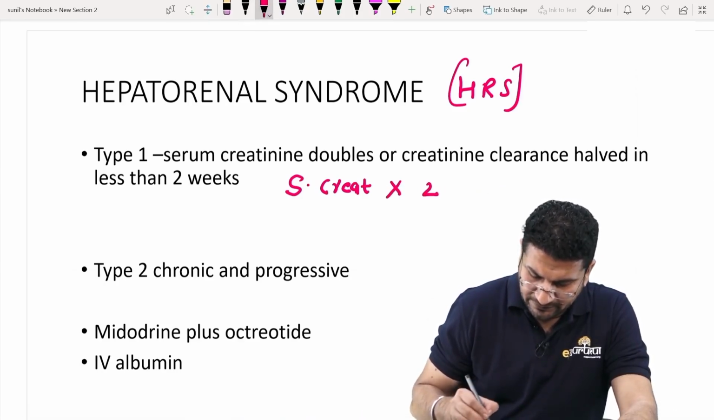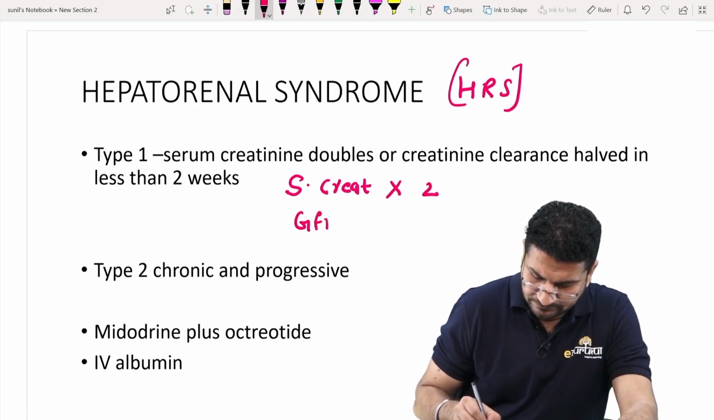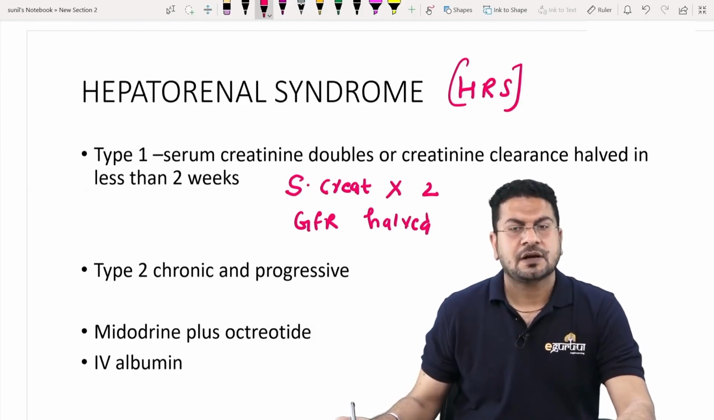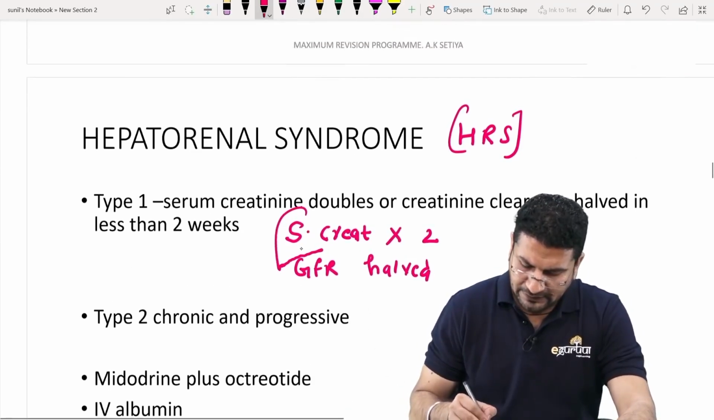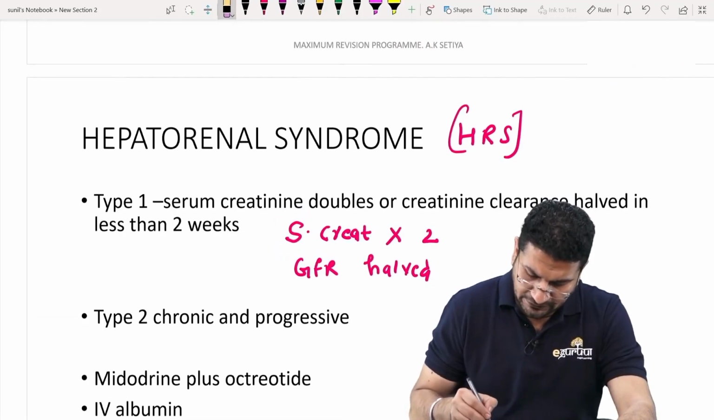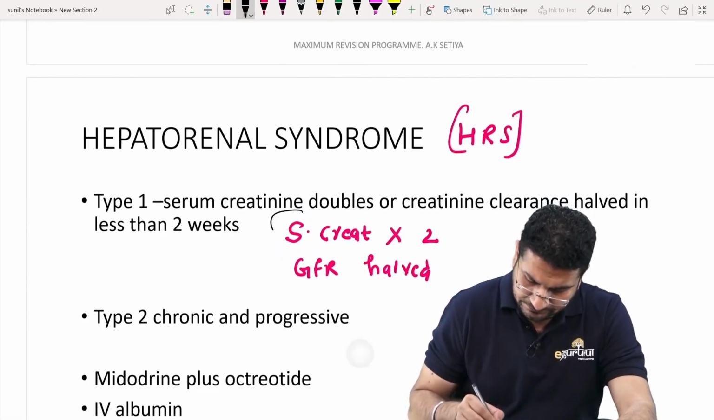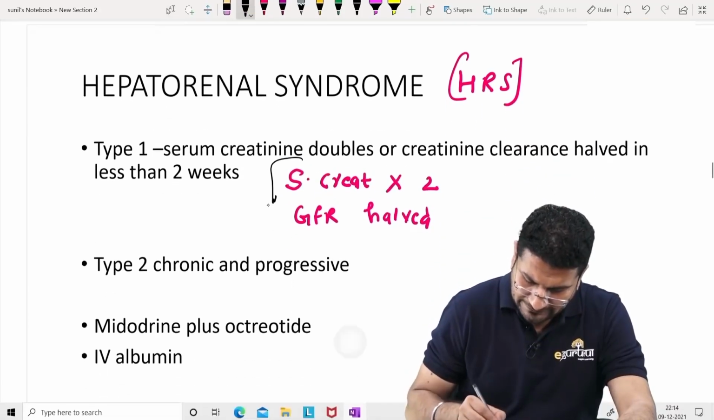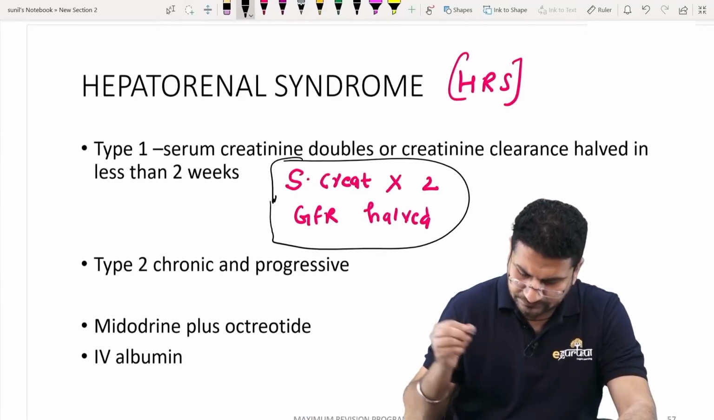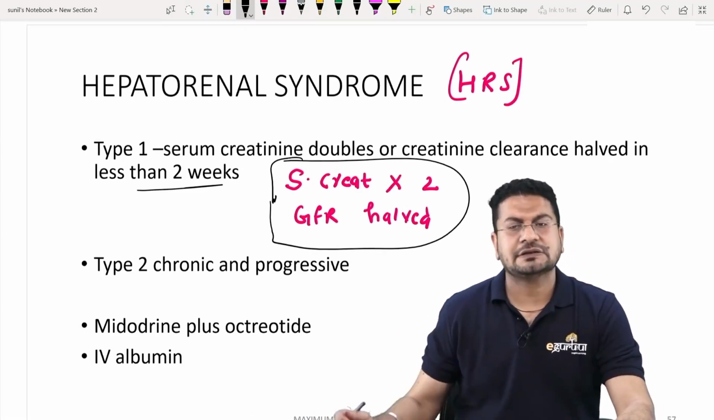This will be doubled and GFR will be half of GFR, and doubling of serum creatinine. This all will occur in less than 2 weeks. We call this type 1.